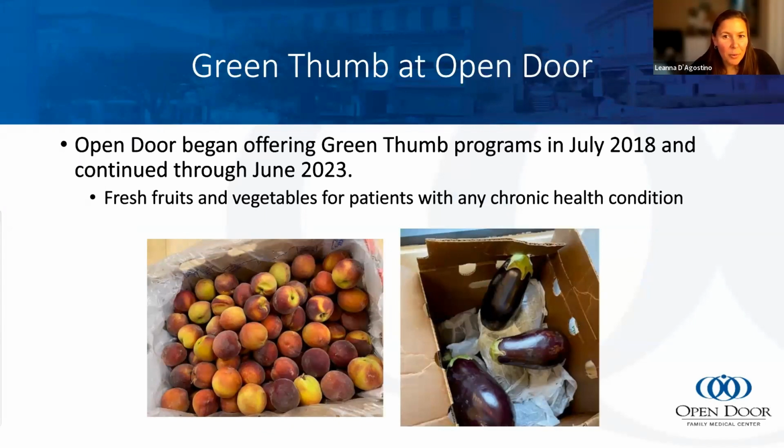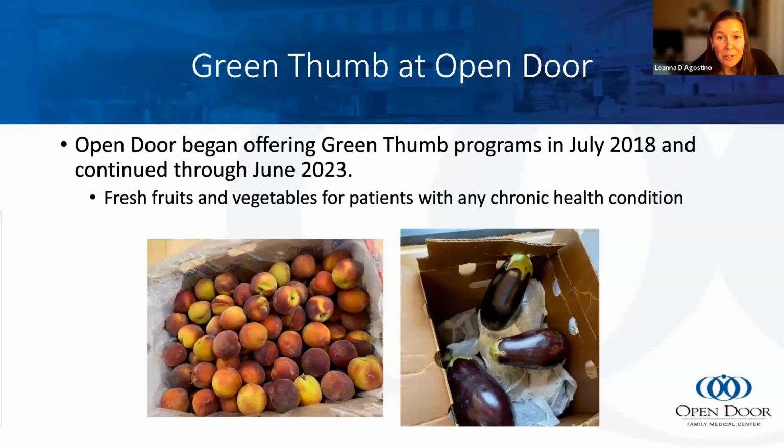So the history of Green Thumb at Open Door, we began offering Green Thumb in July of 2018 and continued through June of 2023 when we transitioned to offering our Food is Medicine program. Green Thumb, like Food is Medicine, offered fresh fruit and vegetables twice per month to patients with any chronic condition, with the goal of having the same patients continue participating throughout the entire program year, which is from July to June. We held 2 cohorts of 60 patients each year, one in Ossining and one in Port Chester. Each cohort was served twice per month at their respective location.